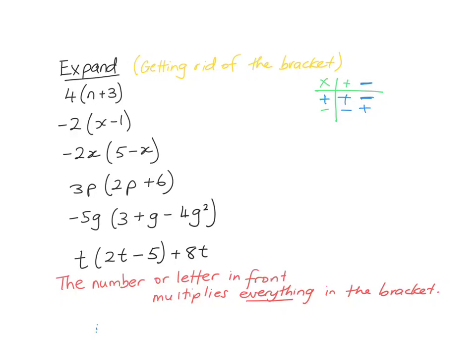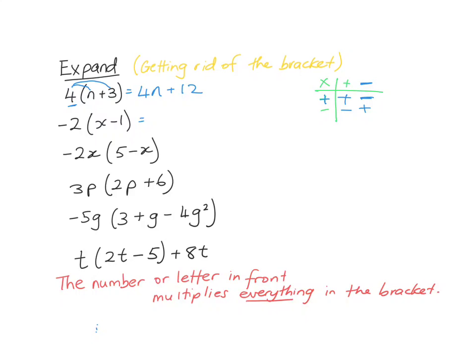So in the first example here, the 4 multiplies the n and it multiplies the positive 3. So when I expand that, I have 4 n's and I have 4 lots of 3, which is 12.